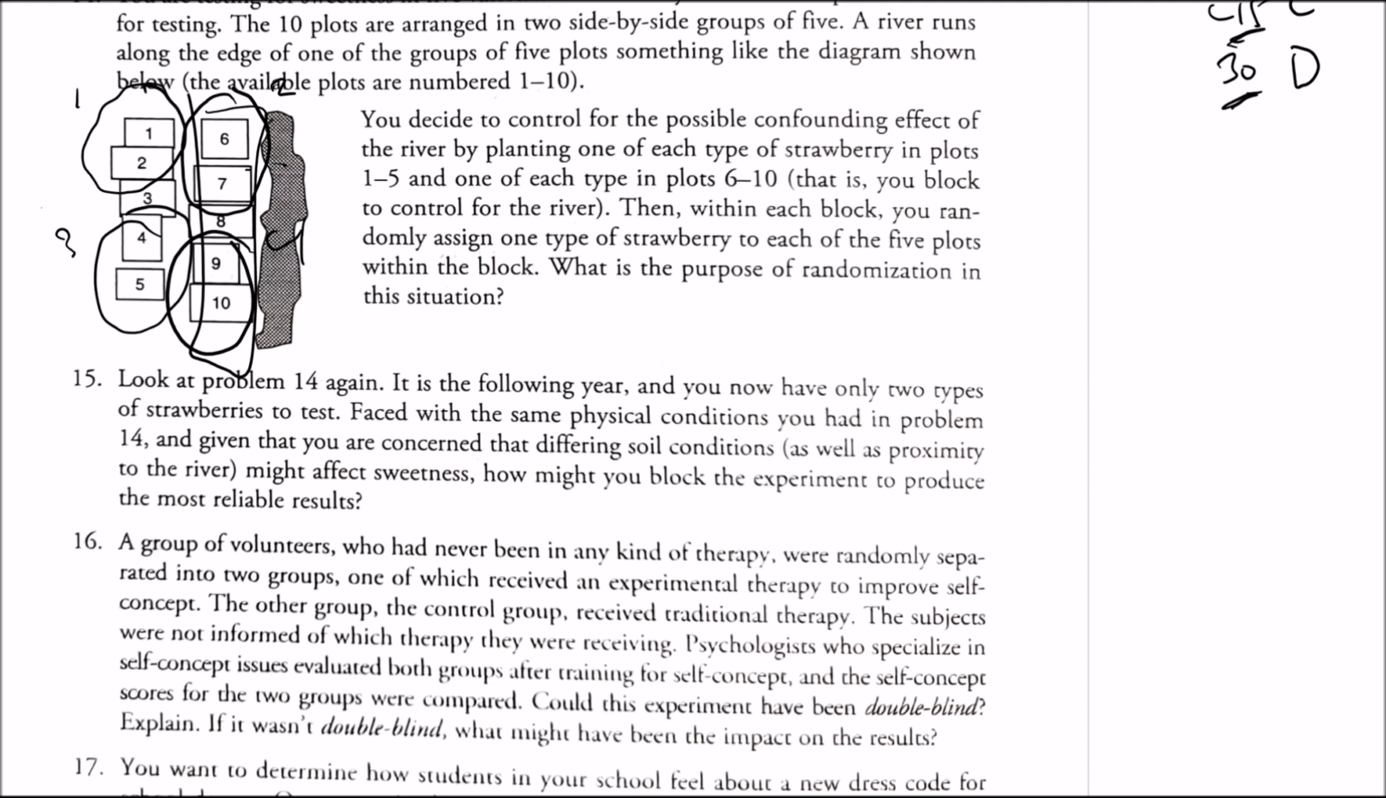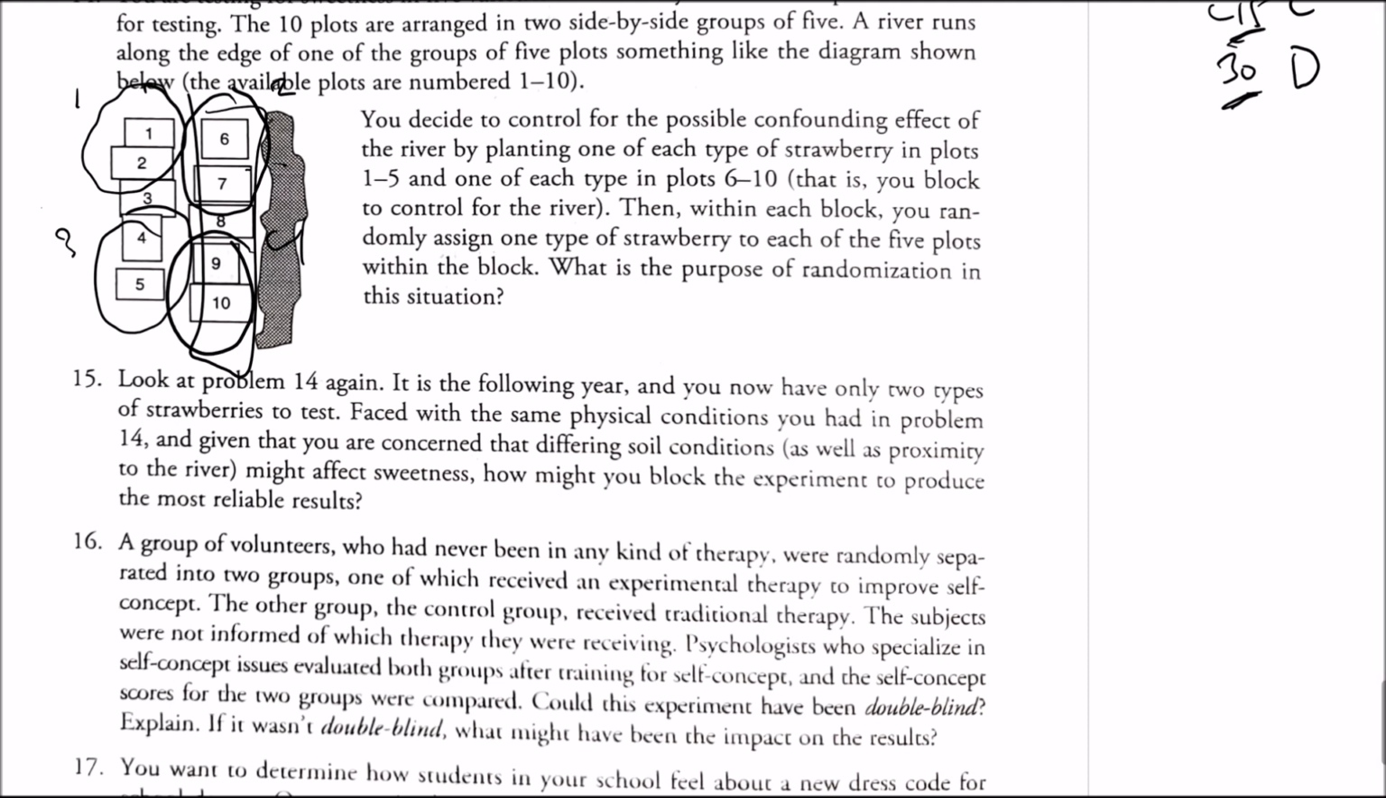Block 3 is going to be far away from the river, but the south blocks. And then block 4 is going to be close to the river, but south plots. This allows for local variations in soil quality between north and south, as well as proximity to the river. So that way you can block for those 4 things. That's just an example of how you could do it.